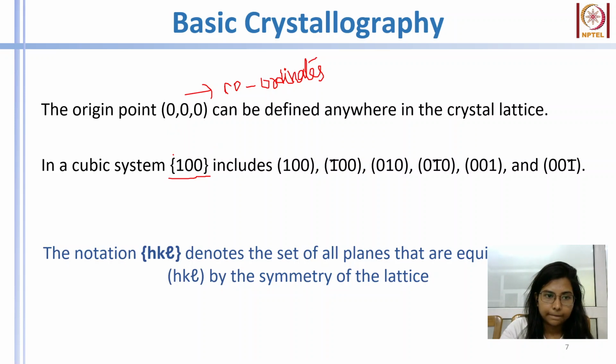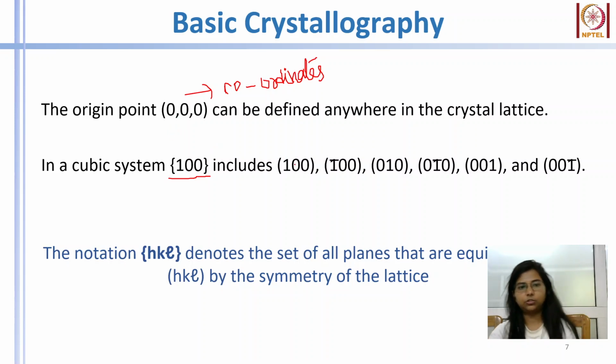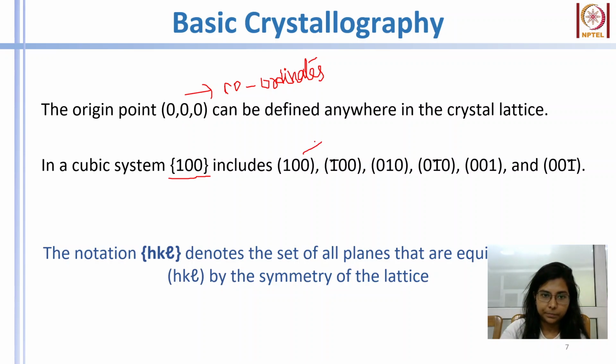And this is also first bracket, this is also first bracket. When there is a comma, then it is the coordinates. Without a comma, this indicates the planes. What is this within curly brackets? If there is a curly bracket, then the curly bracket denotes a family of planes, equivalent planes.